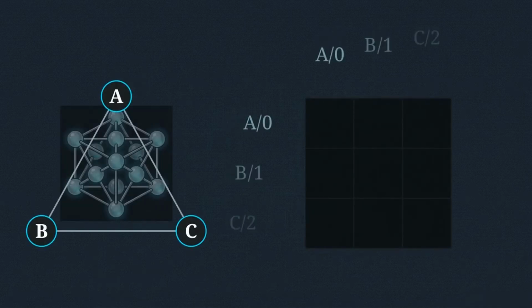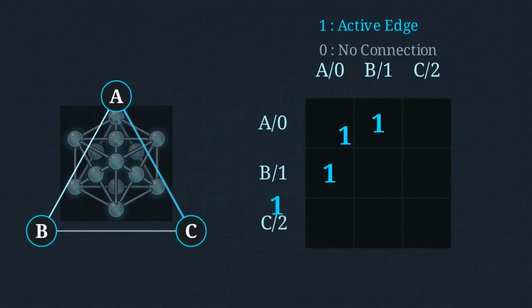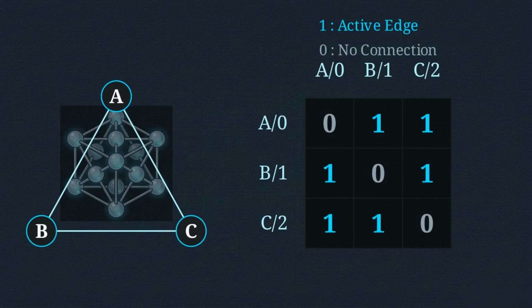The adjacency matrix translates vertices into an n by n grid, using indices as headers. We populate using a binary rule, 1 for an active edge, 0 for no connection. We map edges AB, AC, and BC with 1s. Empty cells are filled with 0s.